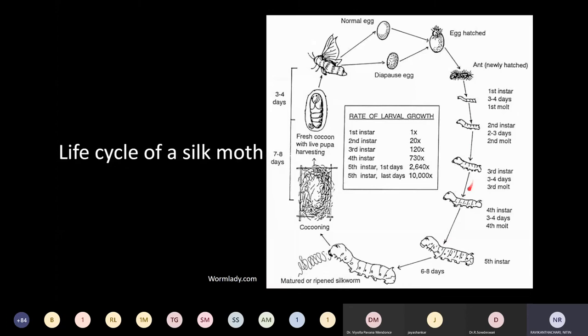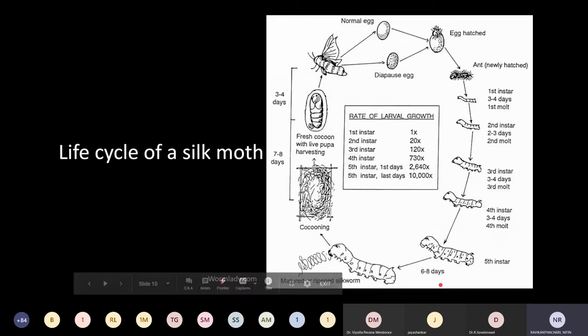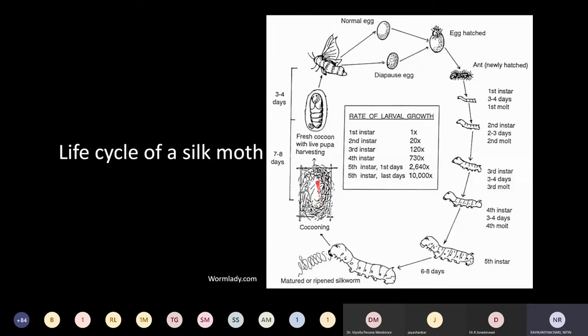And you have five different instars in Lepidoptera. That's like a standard. You have five different instars. And once these five different instars are done, the moth caterpillar spins a cocoon, encapsulates in the cocoon, and then it flies out as an adult.